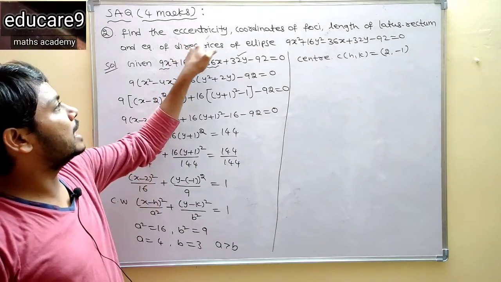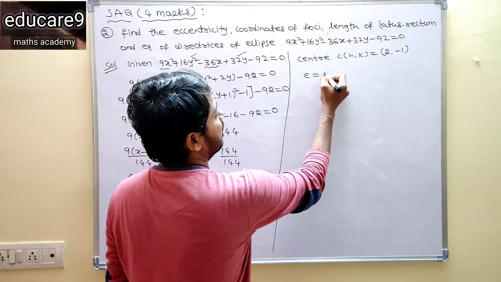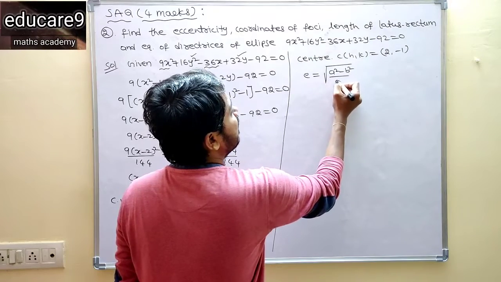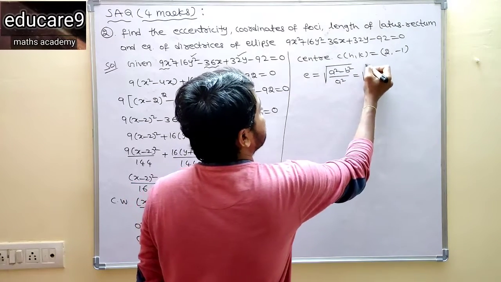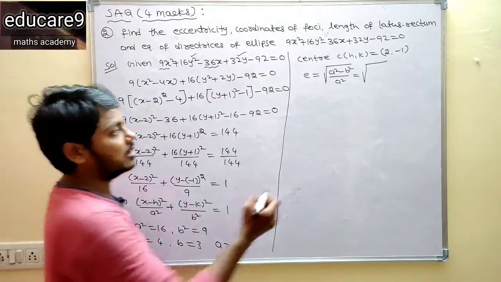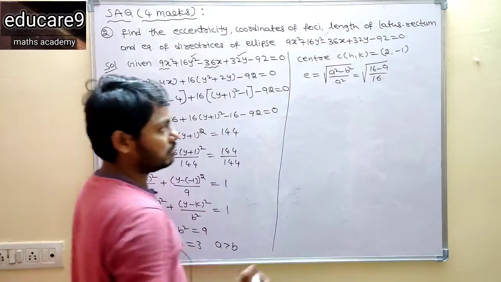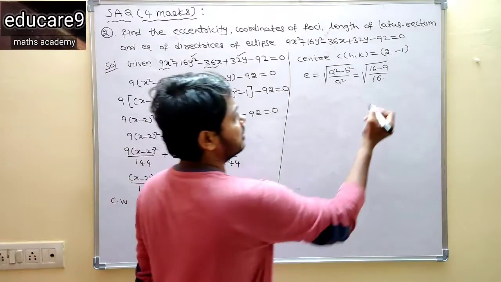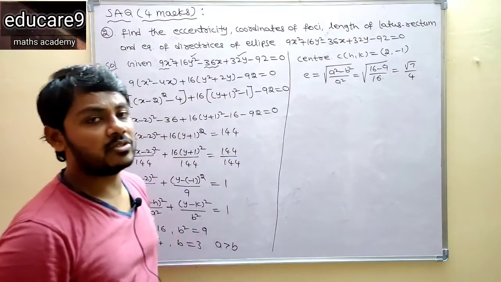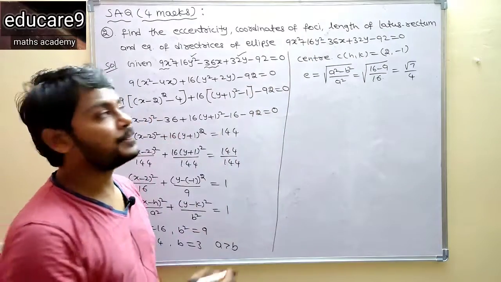Next, find the eccentricity. You know that eccentricity is denoted by e, whose formula is the square root of (a square minus b square) by a square. a square is 16 and b square is 9. So 16 minus 9 by 16, so this is root 7 by 4. So the eccentricity is root 7 by 4.